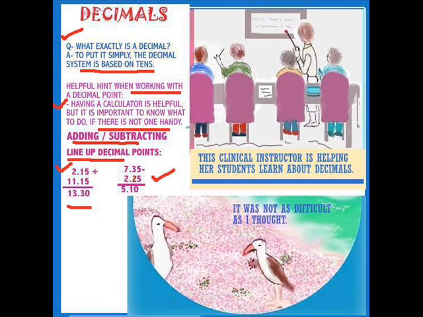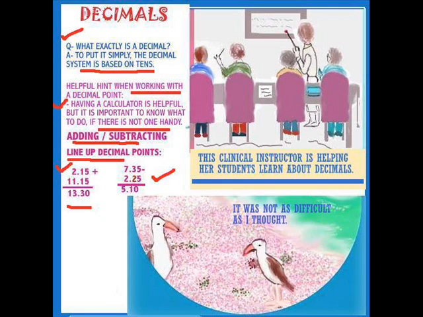Here is a simple way to know if the point is in the correct place. Whether you're adding or subtracting, it matters not. What you do is, let's take the example here, 2.15 plus 11.15. Make sure the point is over the point. That way whatever numbers come before or after will be in the correct place.